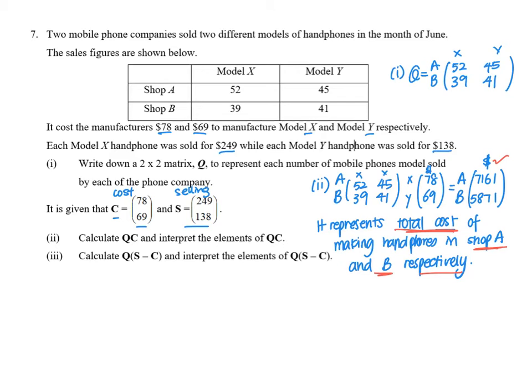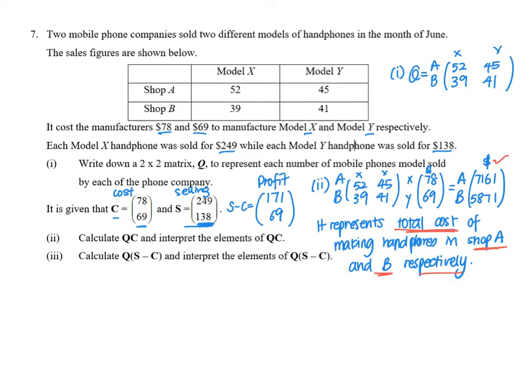Next one, calculate Q times S minus C. What is S minus C? S minus C is actually taking the selling price minus away the cost price. So let's work out a little bit on S minus C first. So matrix S minus C will give me, taking the selling price 249, subtract the cost price, so 171. So what does it mean by taking selling price minus cost price? I will get the profits.